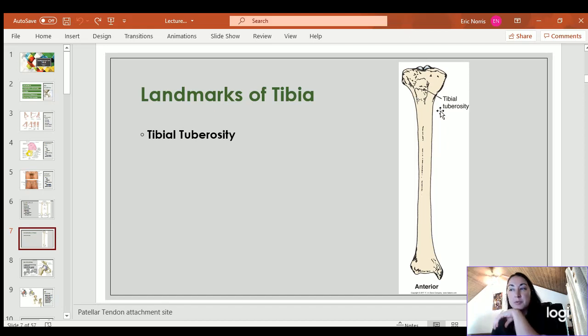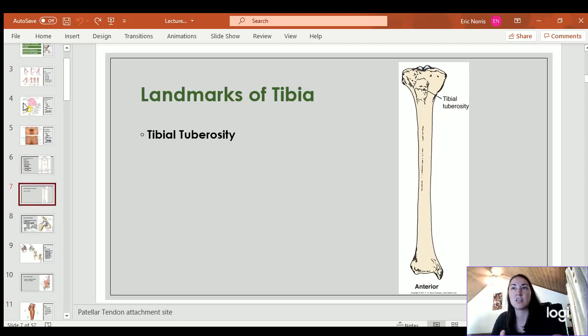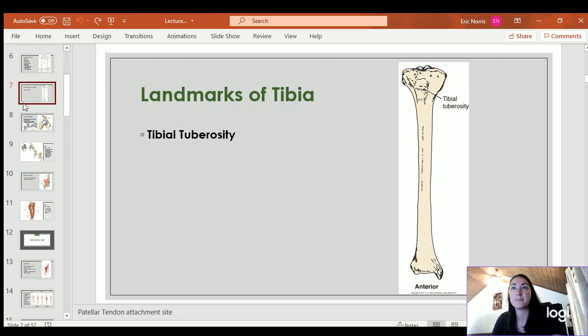But we have our tibial tuberosity, which is the main thing I want you to remember on the tibia, which is where the patellar tendon attaches. Also is the tibial plateau. That's actually just the top portion of the tibia, but it's somewhere we palpate to see if somebody has a torn meniscus, anything like that. So that might be one to remember.